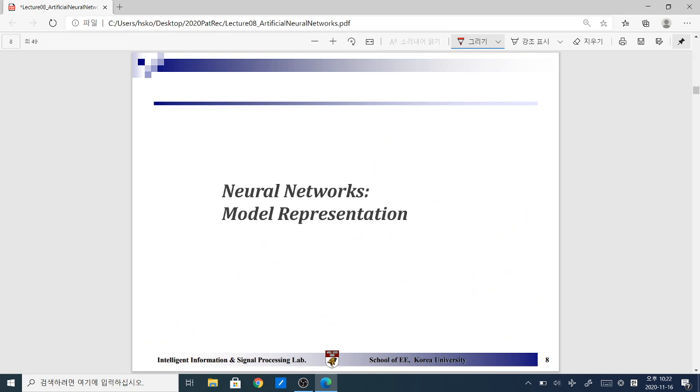So that's where the artificial neural net comes in, and such a model representation is going to be very, very helpful in devising a complex decision boundary without introducing such an overfitting problem.